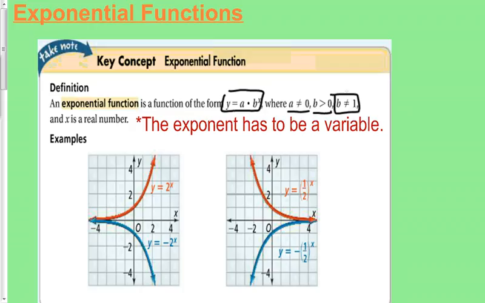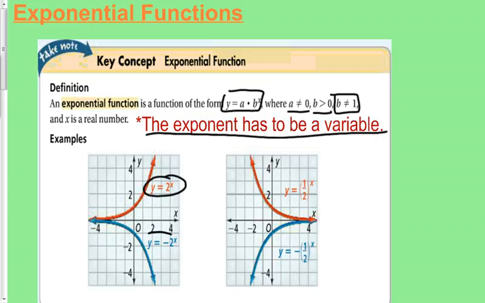Okay? So, important, the exponent has to be the variable. So the exponent has to be the variable. That's something that wasn't listed here, but the exponent has to be the variable. All right? So a couple of graphs here. Y equals 2, so the a value technically would be a 1 here because there's nothing there, times 2 to the x power. It looks like this graph right here.